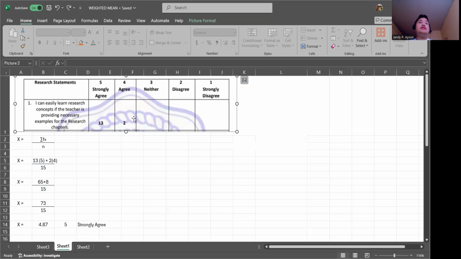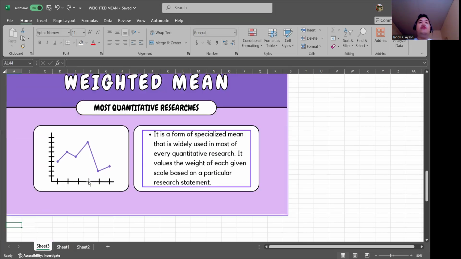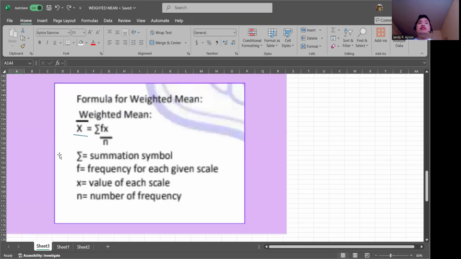So now let's proceed on the formula itself. Ano po ba ang formula ng weighted mean? So for you to be able to compute weighted mean, this is our formula. So ang formula po natin ay x bar is equals to the summation of fx over n. Ayan. So, ito po yung ating formula.